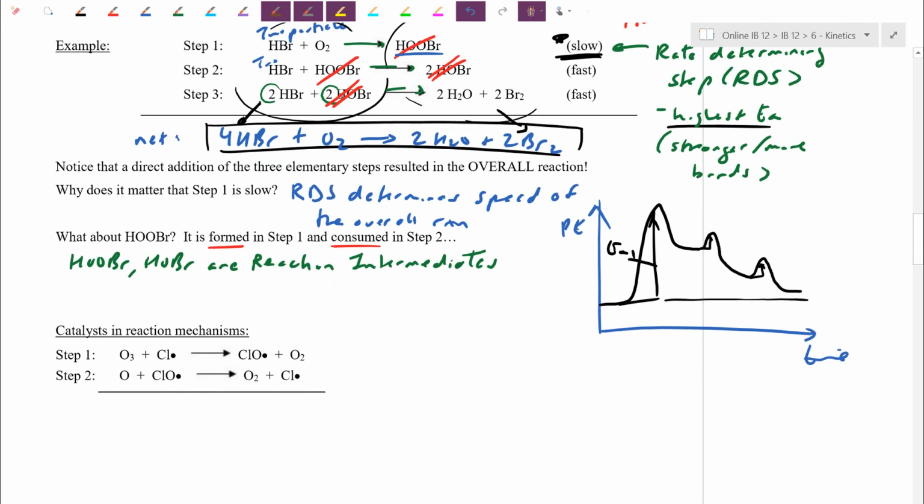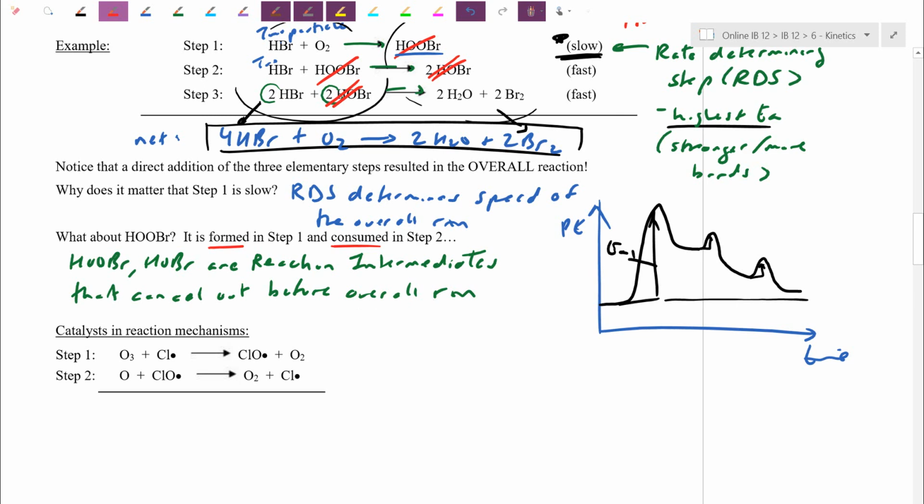Huber and Hober are reaction intermediates that cancel out before the overall reaction. So basically, why don't they show up either on the left side or the right side? I'm not purposely putting Huber in. I'm not purposely using them up. They were created in an early step. They're used up in a later step. Because they disappeared before the net reaction was done, we refer to them as intermediates.